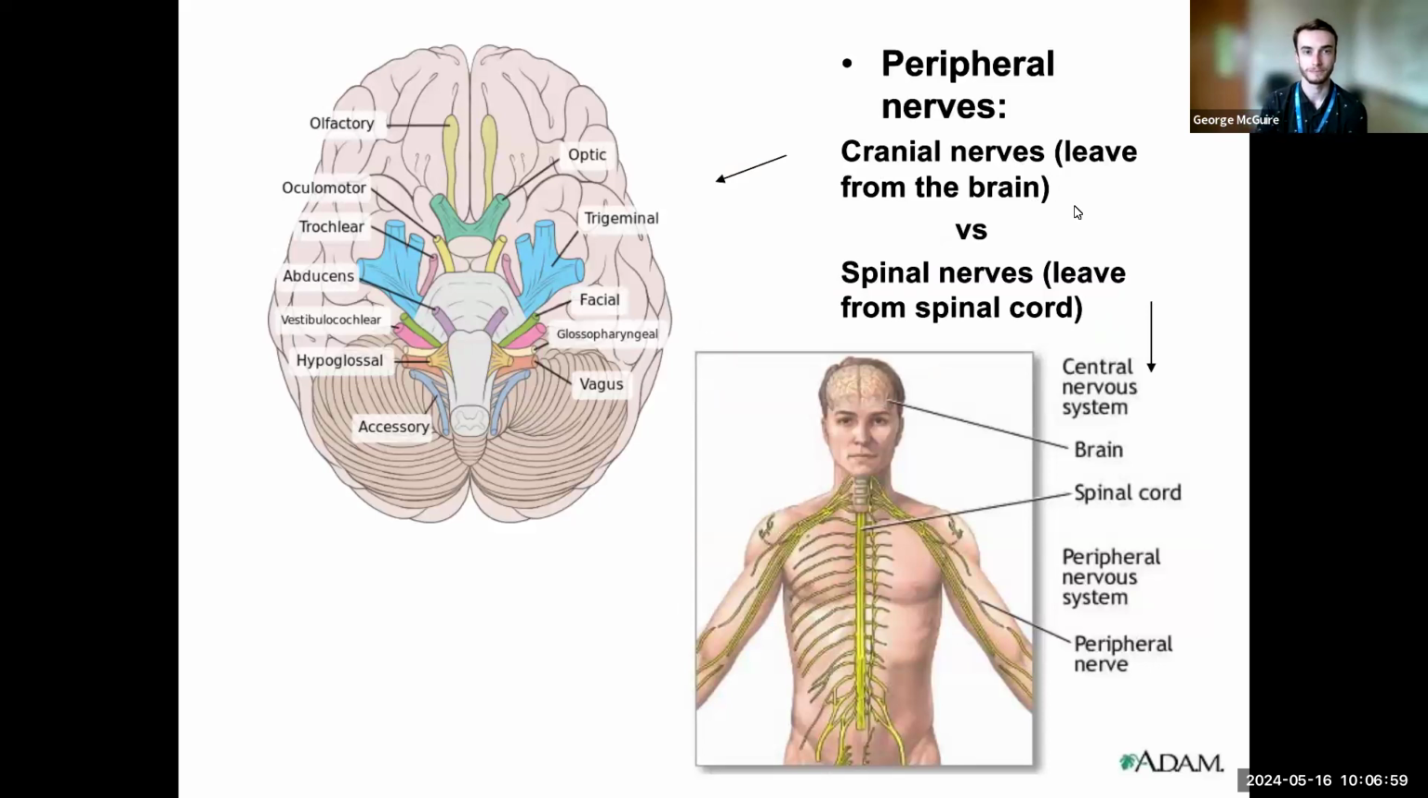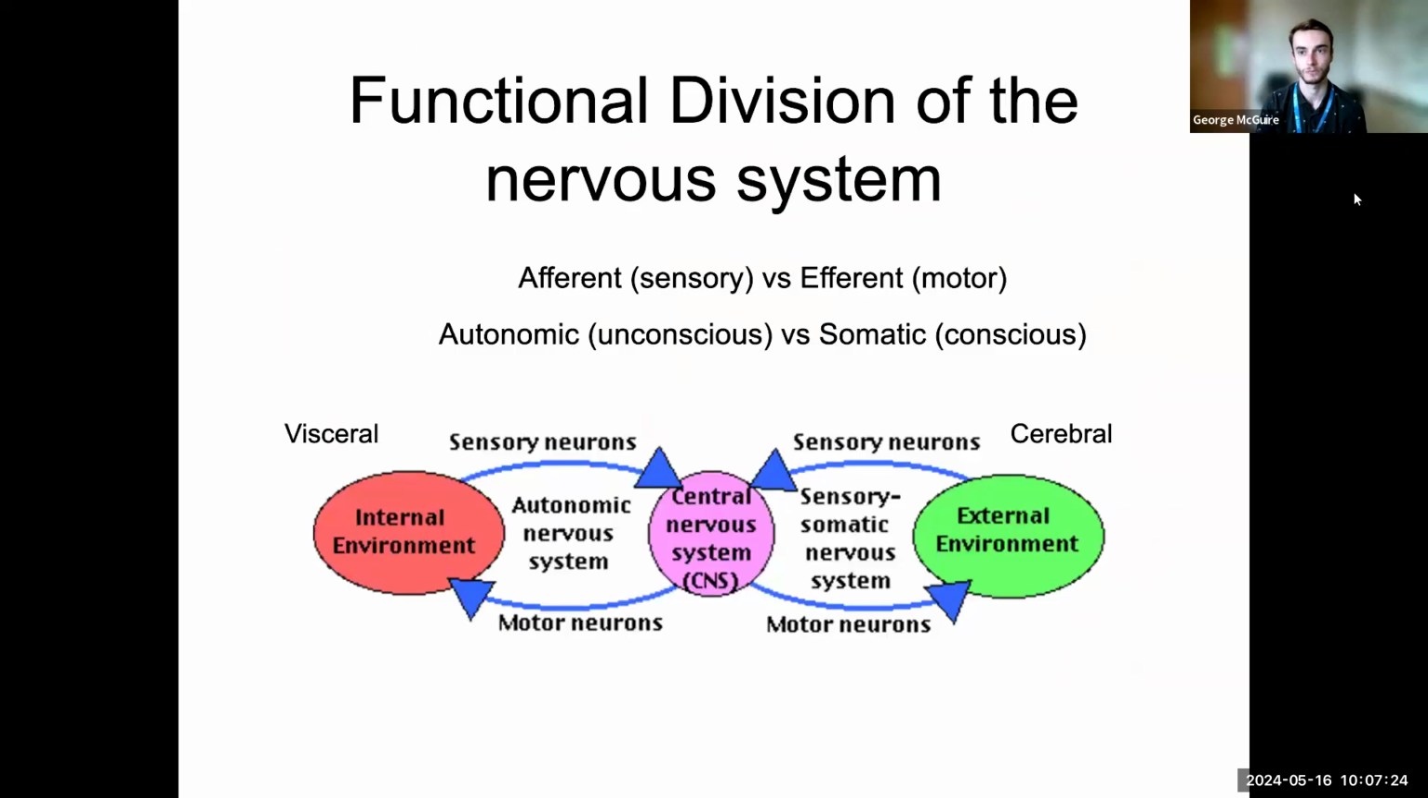So we can further categorize these peripheral nerves as to where they're leaving from the central nervous system. So we'll have cranial nerves, which are coming directly from the cranium or the brain. And then we have our spinal nerves, which are all those that are leaving or entering the spinal cord itself. So we have many more spinal nerves than we do cranial nerves, and we will talk about all of these again later in the course.